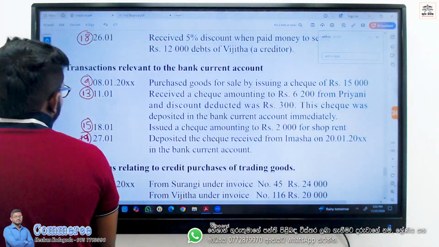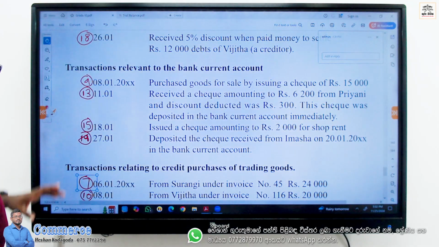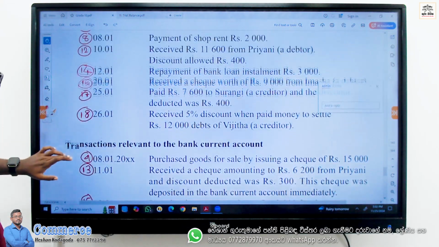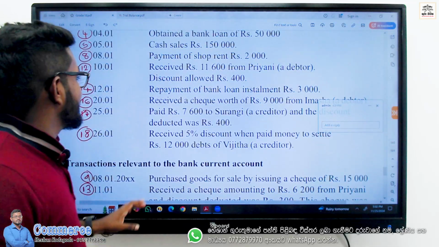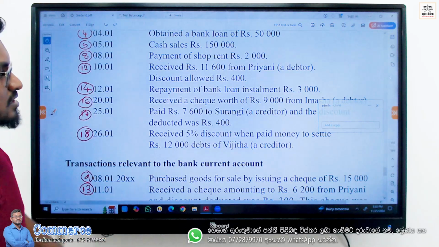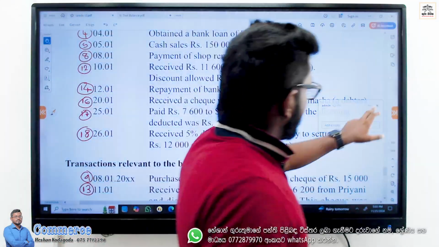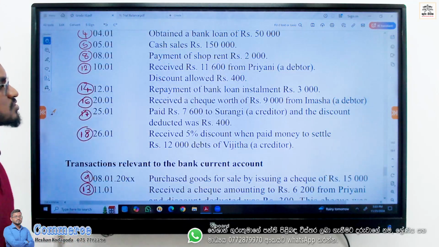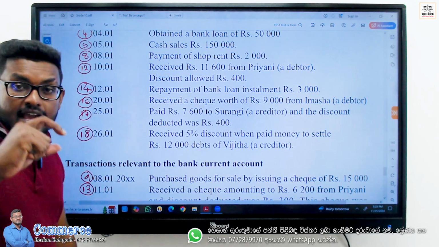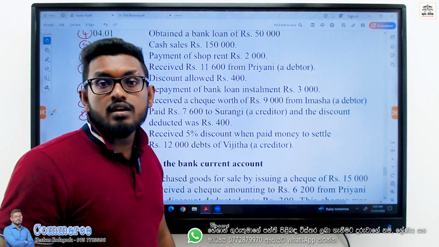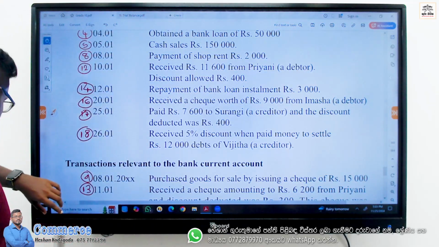Okay. 13 done. Now the 14. Where is the 14, guys? This is the 14. Repayment of bank loan installment, how much? 3,000. Any idea about the interest? No, there is no interest. So where do we record? Cash book credit, because we are paying through cash, and bank loan account debit.